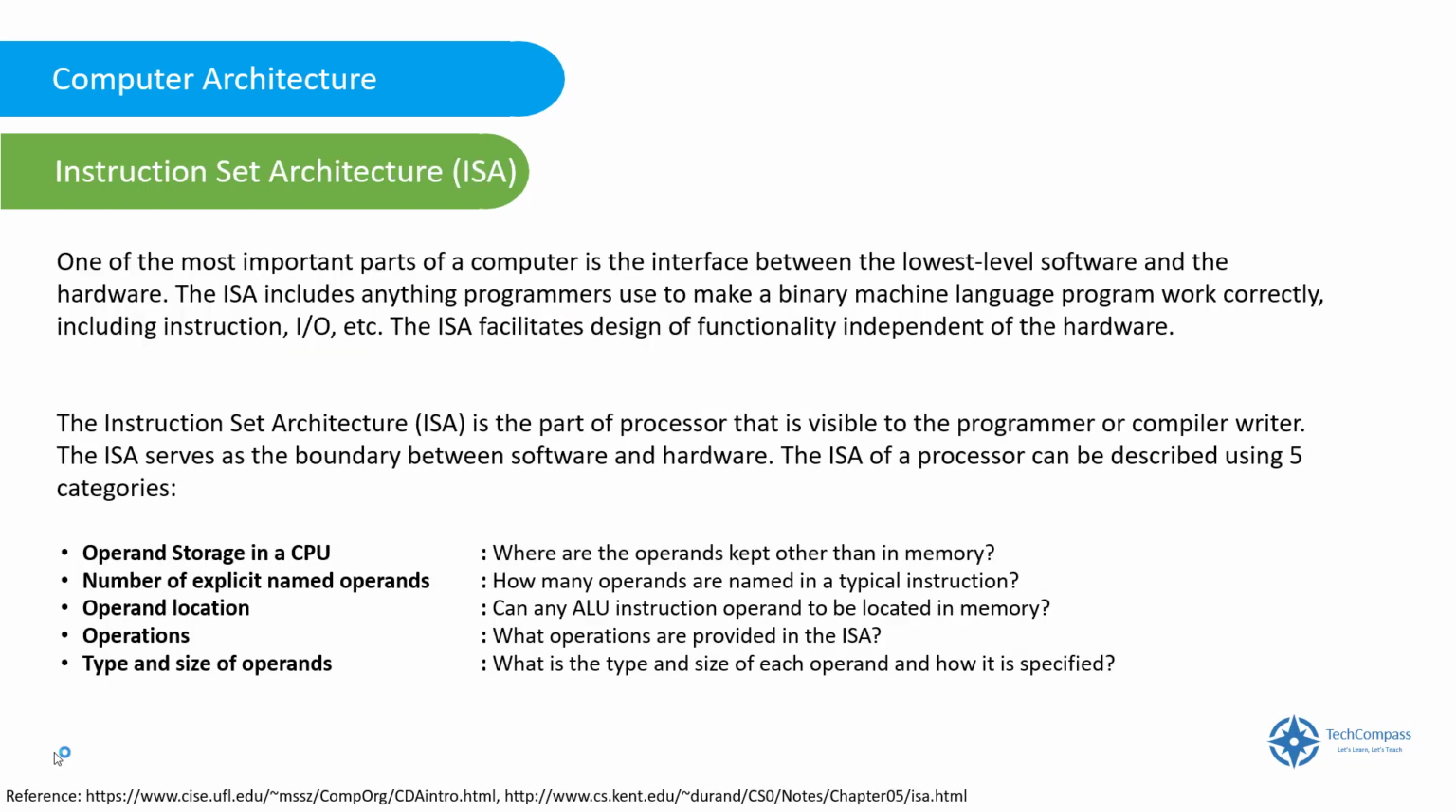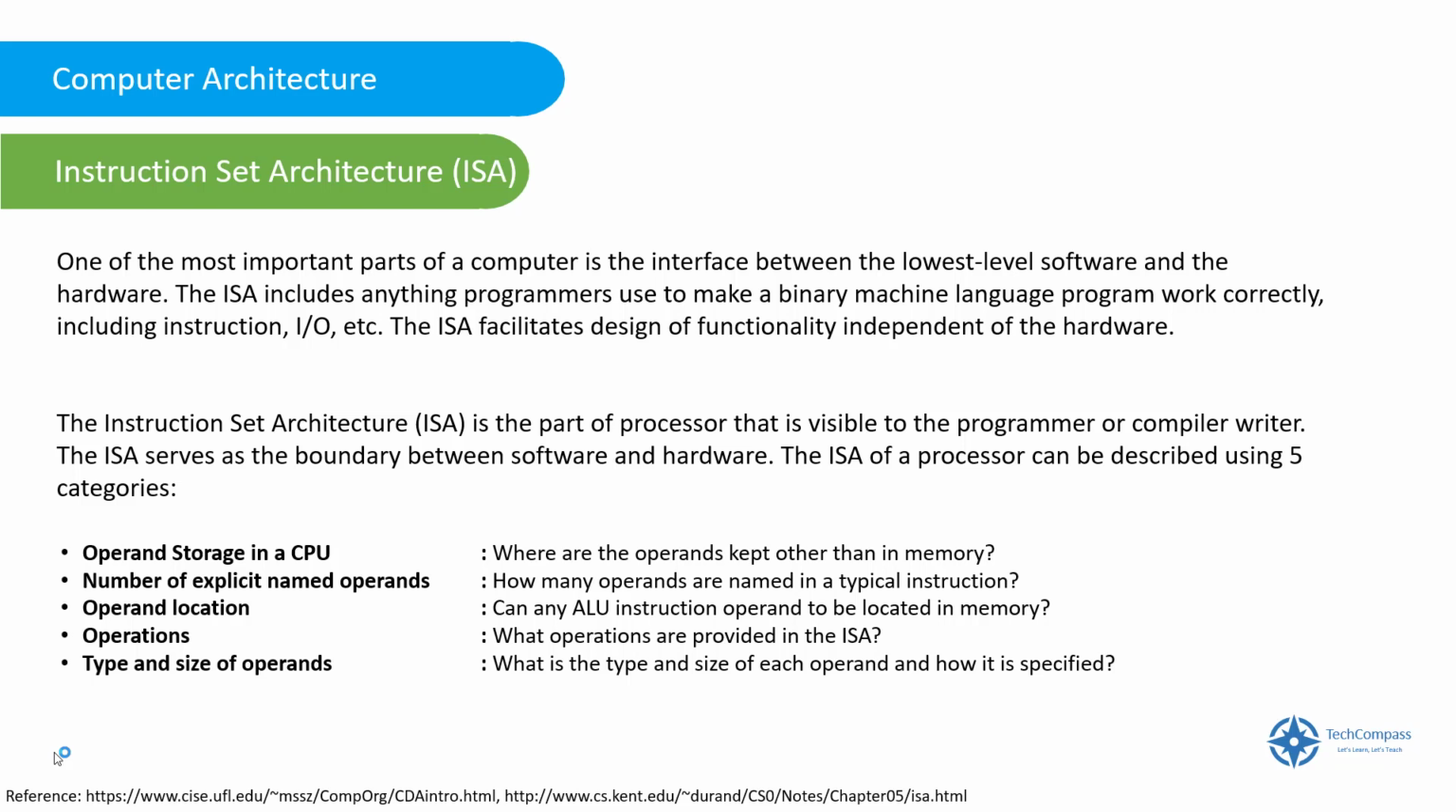Instruction set architecture. It is one of the most important parts of a computer. It is the interface between the lowest level of the software and hardware, which we have seen in some of the previous videos. The instruction set architecture is the part of a processor that is visible to the programmer or compiler writer. The ISA serves as the boundary between software and hardware.